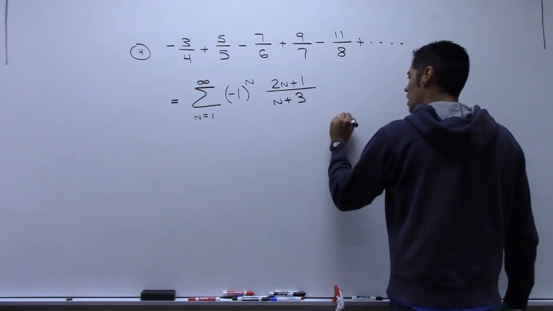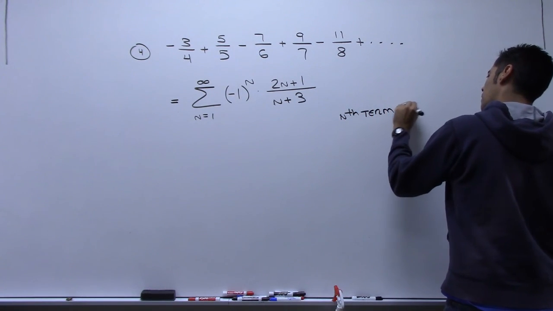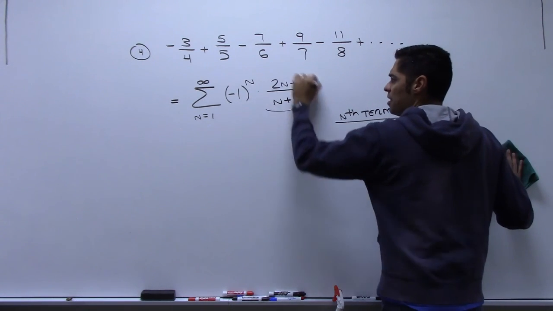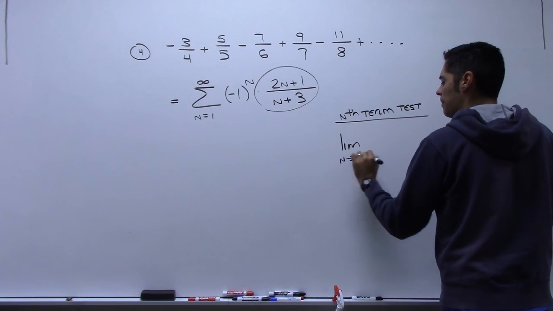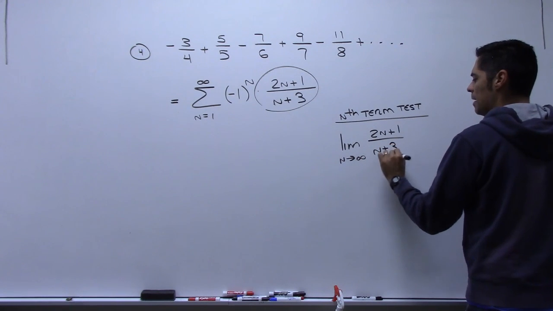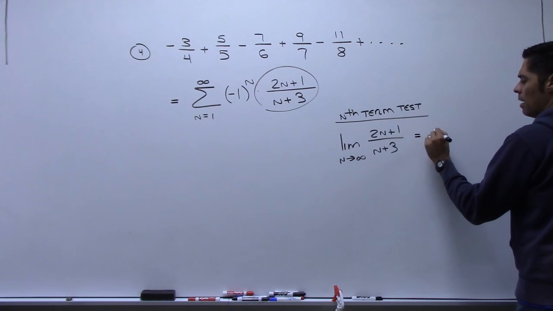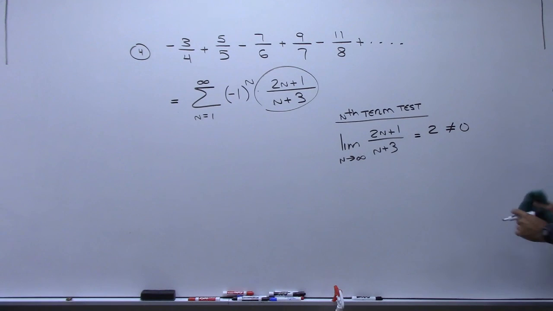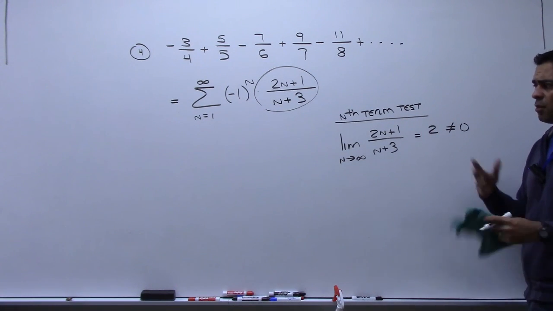But if I do the nth term test, and I take a look at just this part for now, the limit as n goes to infinity of 2n plus 1 over n plus 3, this you would have to use L'Hopital's rule on. You would get 2 over 1. So you just get 2. That's not equal to 0. And remember, if your nth term test is something other than 0, it's going to diverge.